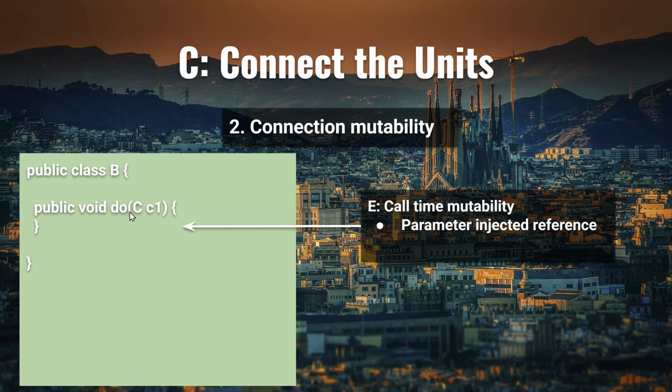This means that you can change what instance of C you're using for every single time that you are calling the do method. If you need to use a separate C for every time that you are calling do, then this is a smart way of doing it. Otherwise, maybe think about whether a setter injected reference or maybe a constructor injected reference would be smarter instead.